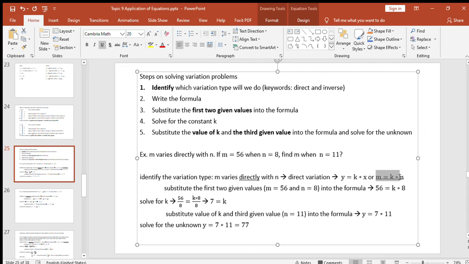Now we're going to substitute this k and the third value, n is equal to 11, into this formula. Again, into this formula. We're not going to use this again. We're going to use a blank formula. We're going to plug it in. K will be 7, n will be 11. And then just solve for the unknown. In this case, the unknown is m. M is equal to 7 times 11 equals 77. And that's basically it.